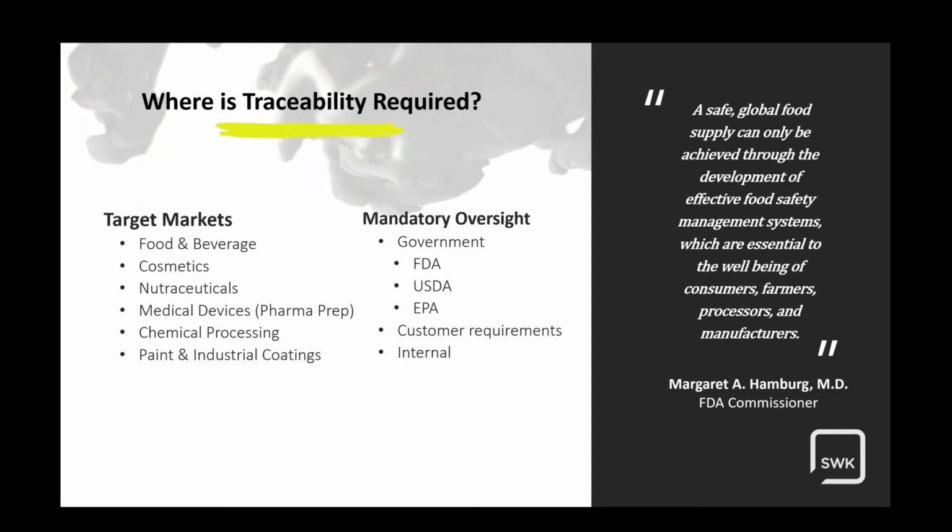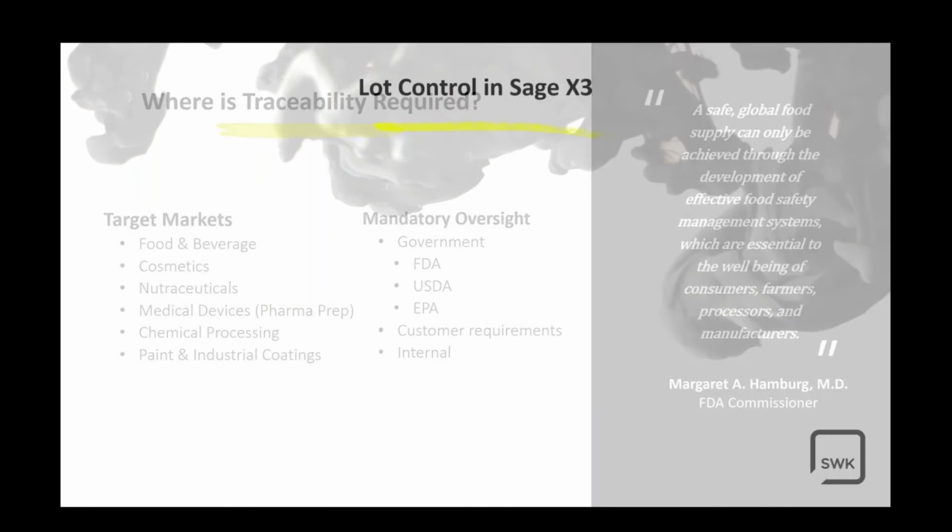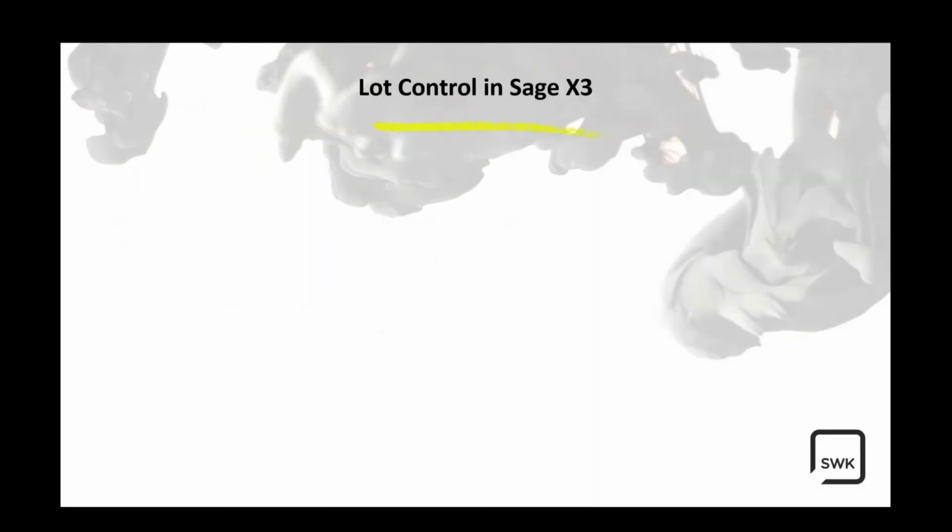So the problem today is that so much of our work is done on paper that in a mock recall, internal, external, FDA audit, what have you, it takes so long to get everything together and it's so difficult and time consuming and costs too much money, so we just don't do it. So we're going to show you how in X3 we can do all of that really quickly so that you can practice, because practice makes perfect. So a couple of things to talk about with lot control in X3.